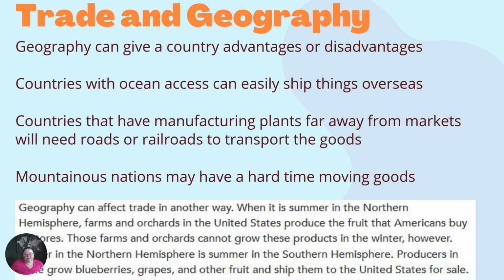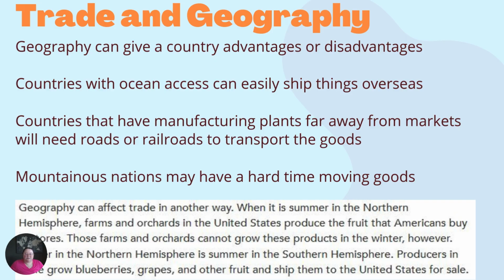Trade and geography. Geography can give a country advantages or disadvantages. Countries with ocean access can easily ship things overseas. Countries that have manufacturing plants far away from markets will need to build roads or railroads to transport the goods, and that can make things more difficult. Mountainous nations may also have a hard time moving goods. Geography can affect trade in another way.